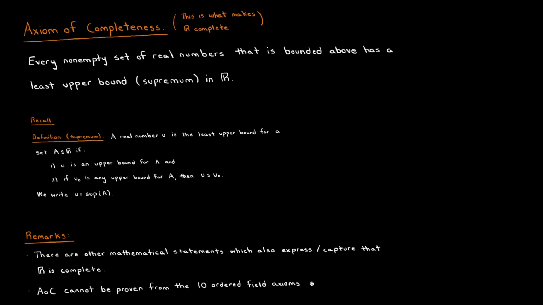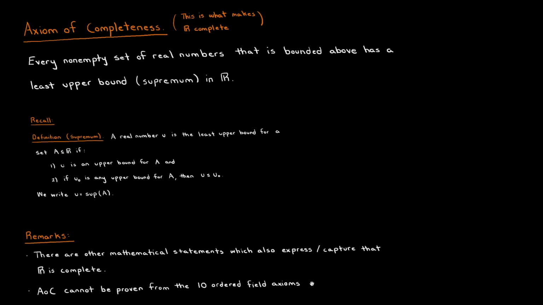And the second important thing to note is that the axiom of completeness is not something we can derive from the field axioms alone. If you recall, when we were discussing ordered fields, I mentioned that from the 10 ordered field axioms we can derive a lot of basic facts and properties of the rational numbers and the set of real numbers that we have been taking for granted. But we cannot derive the axiom of completeness. It is indeed something new, something additional that we need to assume in order to go from the set of rational numbers to the set of real numbers.